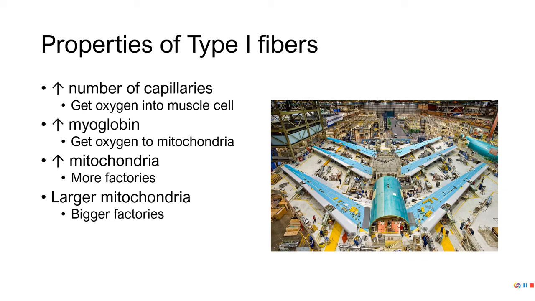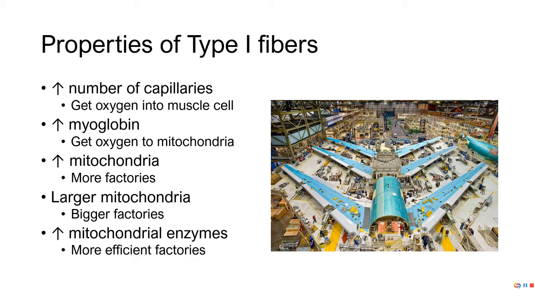Okay? And then the other thing, as we've talked about as we've gone through these energy systems, is that enzymes are required. Okay? And so type 1 fibers have higher levels of mitochondrial enzymes, and really they have higher levels of mitochondrial enzymes that are designed to help promote aerobic processes. Okay, and so as a result, if I've got more enzymes, my factories, my mitochondria, become more efficient. I can produce more ATP. Okay, this is what's going on in type 1 fibers.